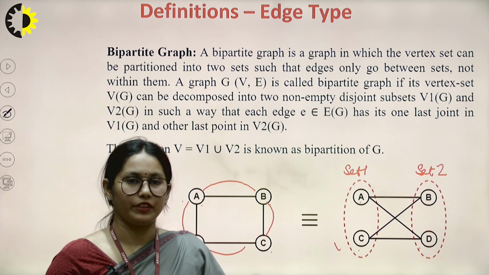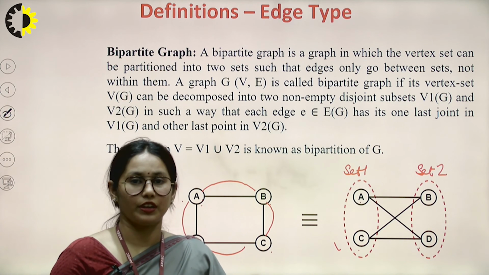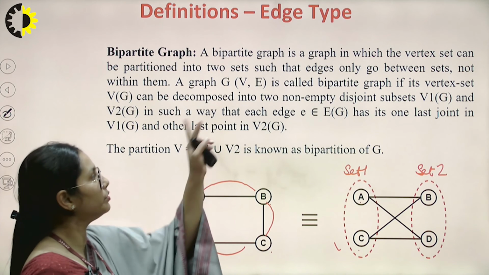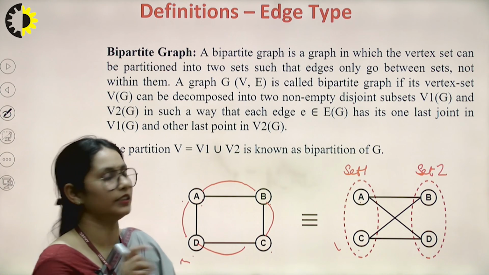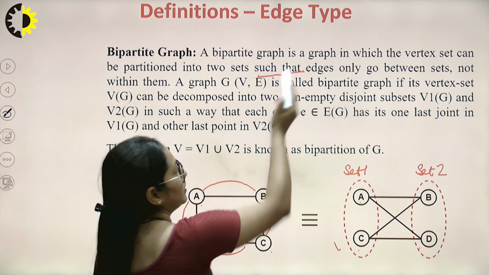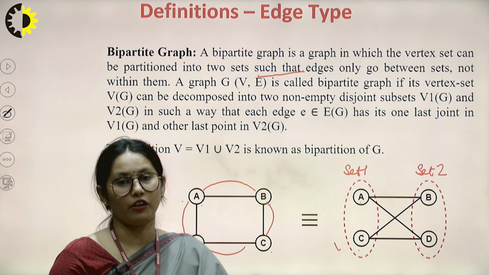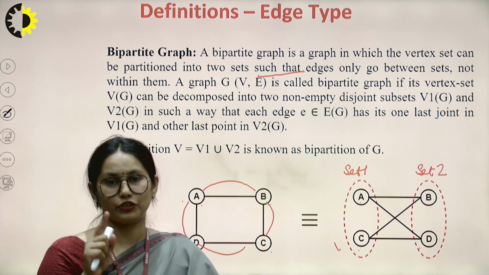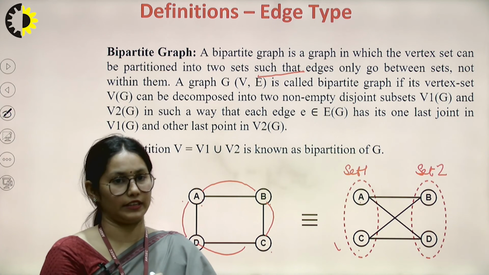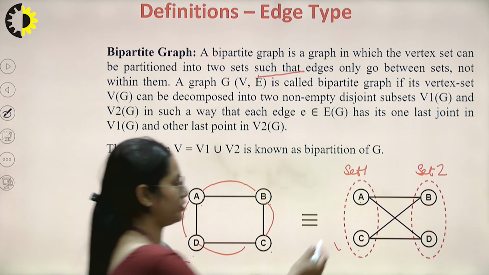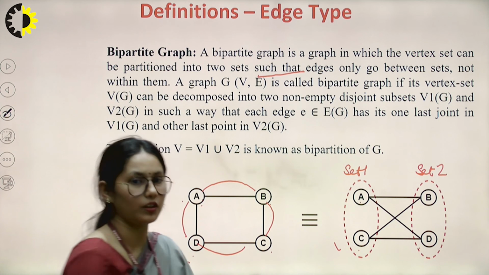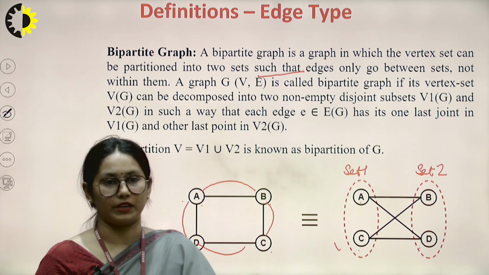So again, the definition: a bipartite graph is a graph in which the vertex set can be partitioned into 2 sets, such that the edges only go between the sets, not within them. So edges should be like this only, not like this. Now this is the bipartition.